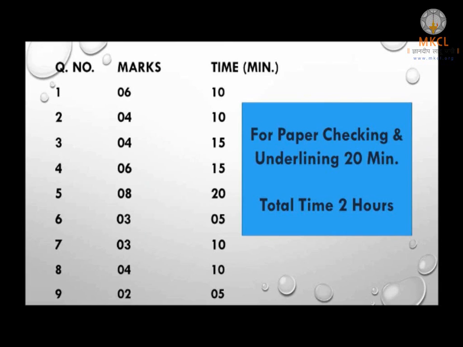2 hours, 40 marks. What should be the time management? Let us find out. For question 1, there are 6 marks. The time expected to be spent is 10 minutes. Actually, for 6 marks, even 10 minutes is quite a lot. But yes, at ease you write without any tension. This being the first question, you should not scratch.